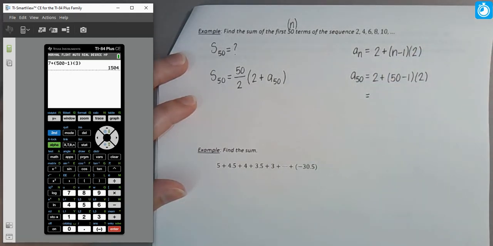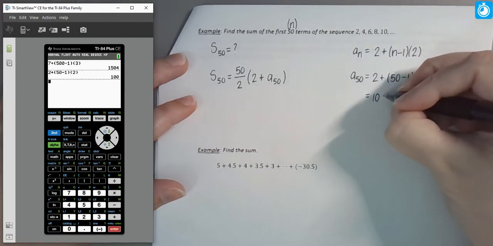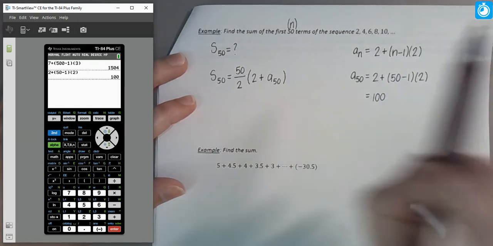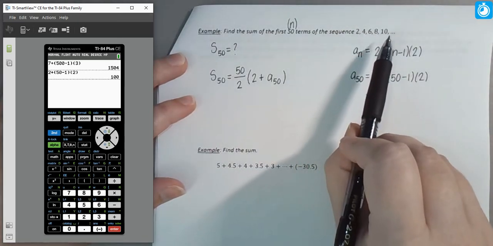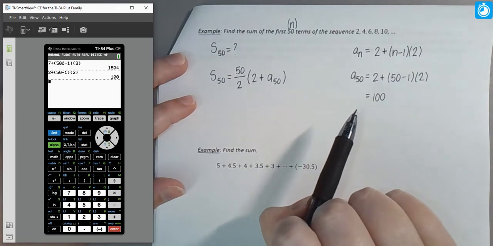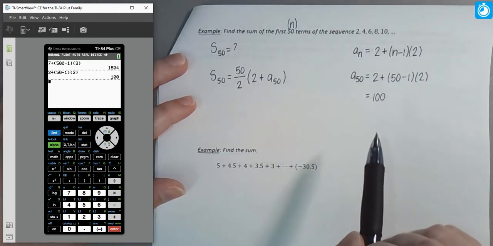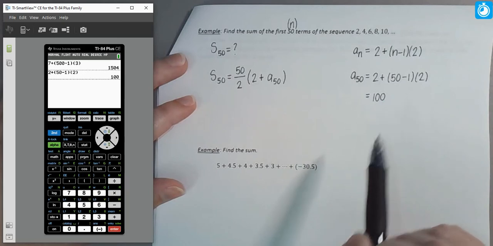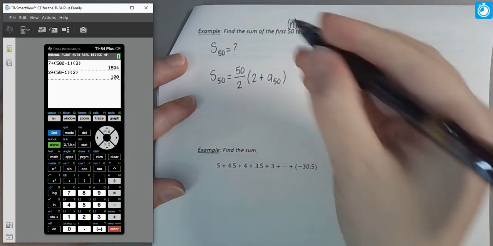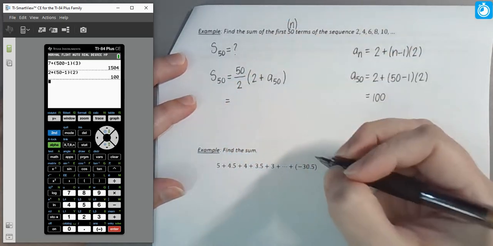And if we simplify that down, that's going to be 2 plus 50 minus 1 times 2, and that comes out to 100. Now that's not necessarily surprising. Clearly there's a pattern here. You could think of these as just being even integers. So the 50th even integer is going to be 100. Okay, so that's going to be the value that then goes into the formula for our partial sum.